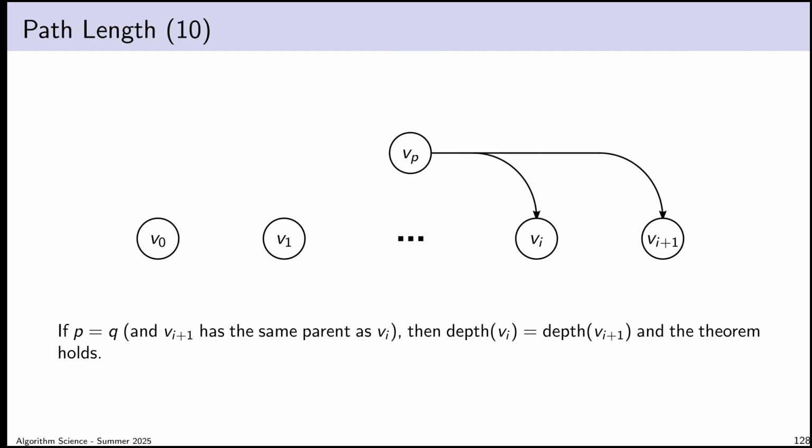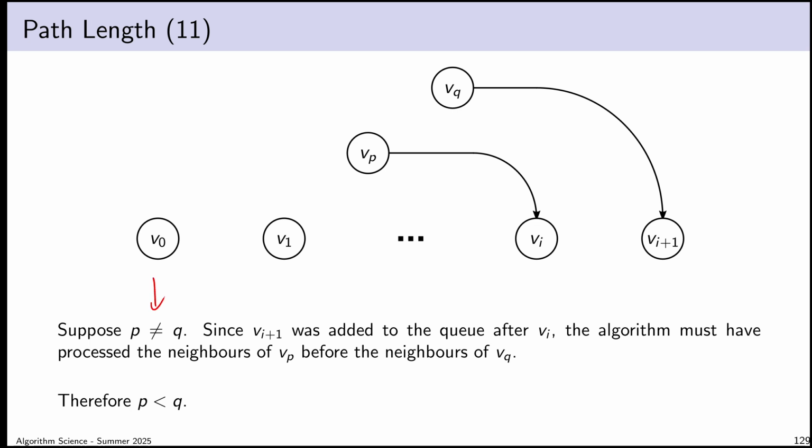Okay, so one special case to get out of the way before anything else. Suppose that p equals q. That is, Vp and Vq are the same thing. Well, in that case, that means that V(i+1) has the same parent as Vi in the tree. The parents are the same thing. In which case, of course, because they have the same parent, they both have the same depth, because they're both children of the same thing. And if their depth is the same, then the theorem holds. Okay, so we're good.